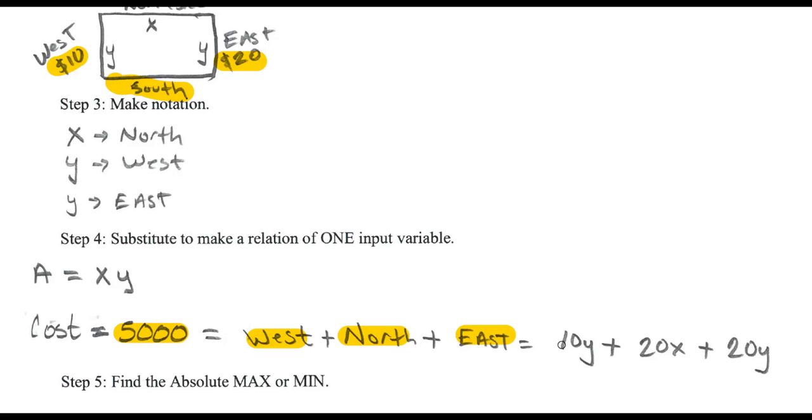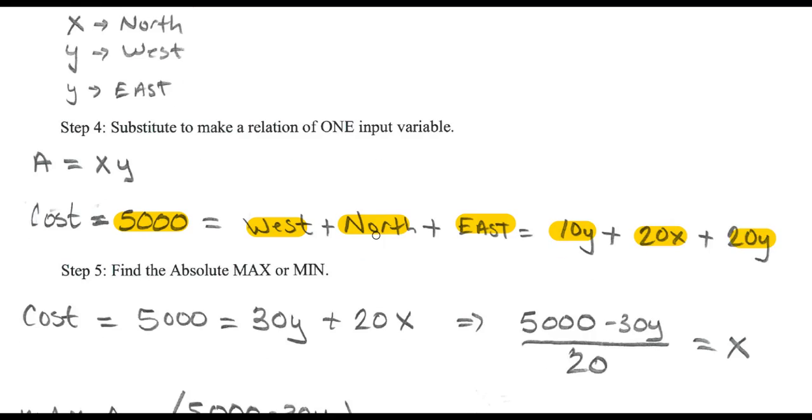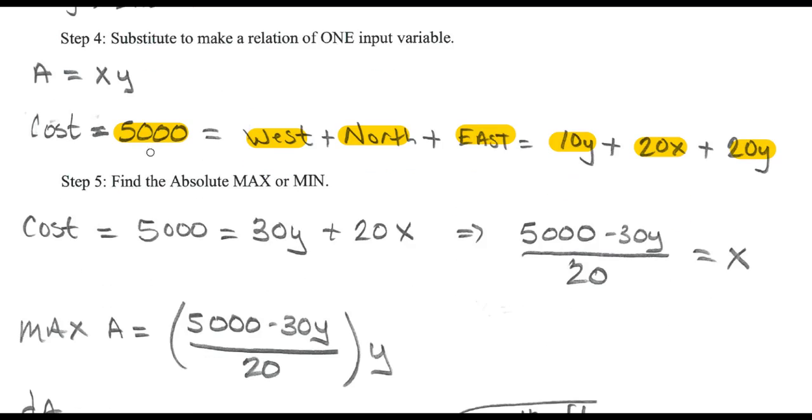In math terms, that's $10 times y for the west, $20 times x for the north, and $20 times y for the east. So now I have to find the absolute max or min. So my cost is equal to $5,000, which is equal to 30y. I simplified 10y plus 20y is 30y, plus 20x.